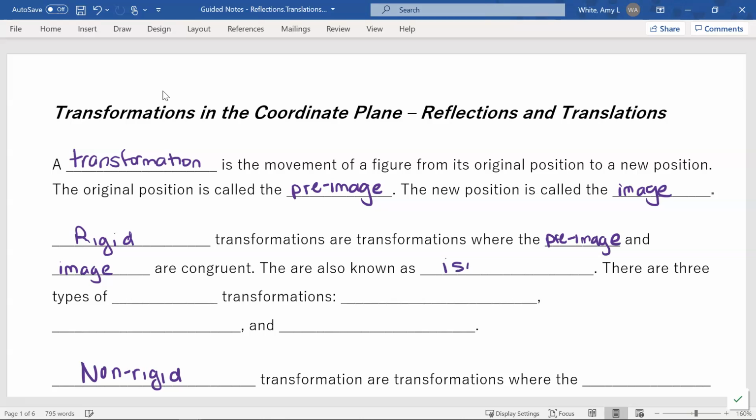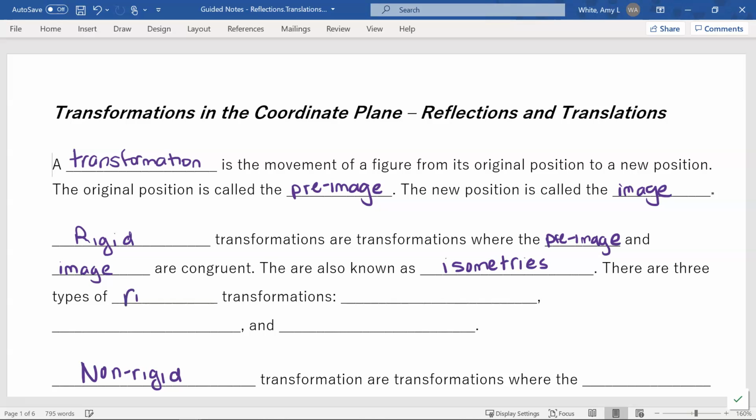They are also known as isometries. So an isometry is a rigid transformation. It's any transformation where the two shapes are congruent. It means that as we move our figure, we're not actually changing the shape, we're just changing the location.